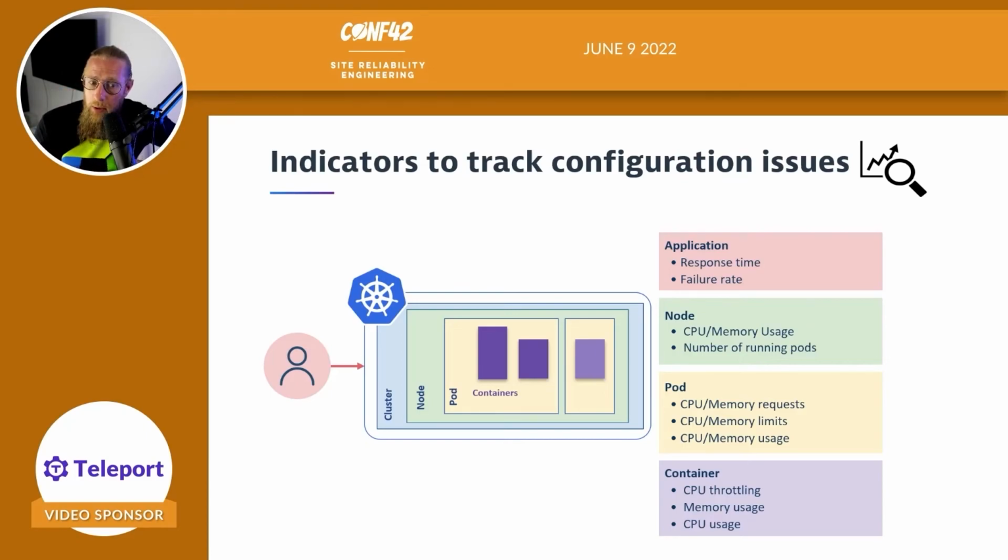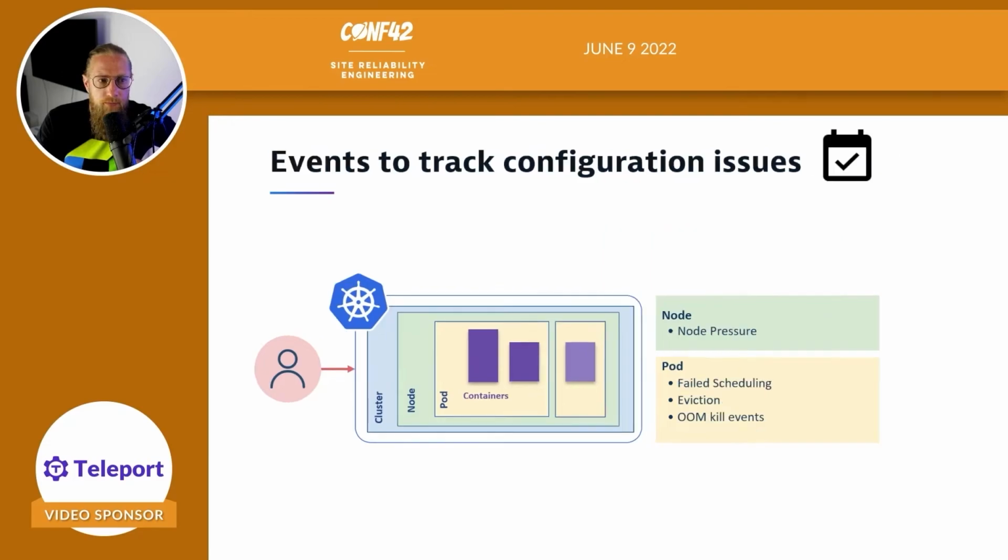And last, in the pod, I have some containers. And remember, CPU throttling is a Docker concept, so we need to measure that from the container perspective. So we'll look at the CPU throttling, the memory usage, and CPU usage, of course.